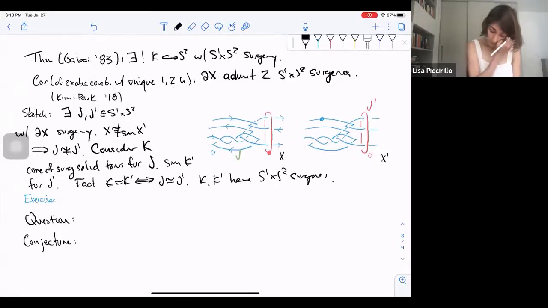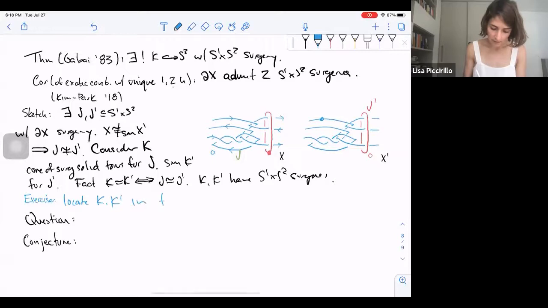Okay. And if you've never seen this business about dual surgery knots before, a nice exercise perhaps is to locate K and K prime in these surgery diagrams of boundary X.